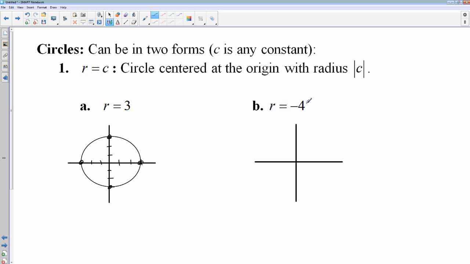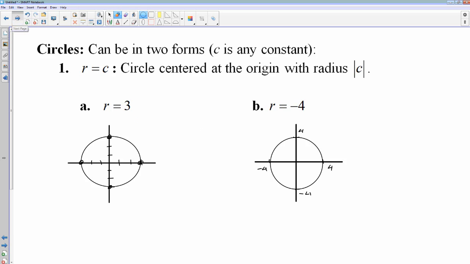Here we have r equals negative 4. Even though r is negative 4, that is still a radius of 4. Now I'm going to be really lazy here. I'm just going to say, there's 4, and then we'll go up to 4 here. Then we'll go to negative 4 out here. Then we'll go to negative 4 down here. And again, I'll draw a circle that hits those 4 points. That's pretty good. And there's my circle.